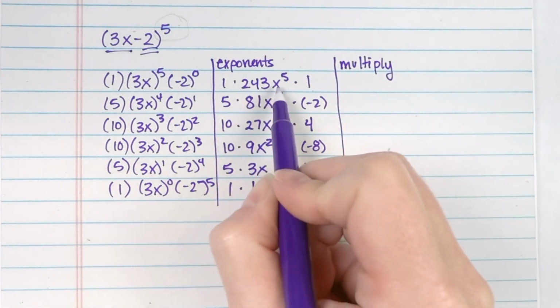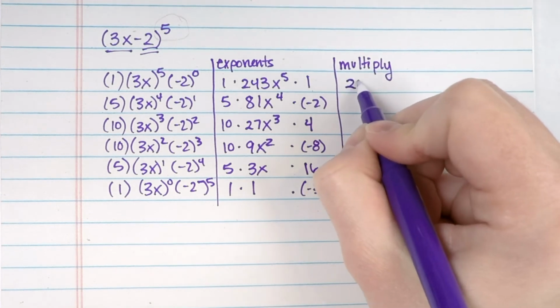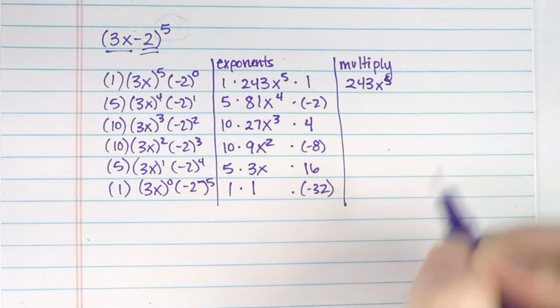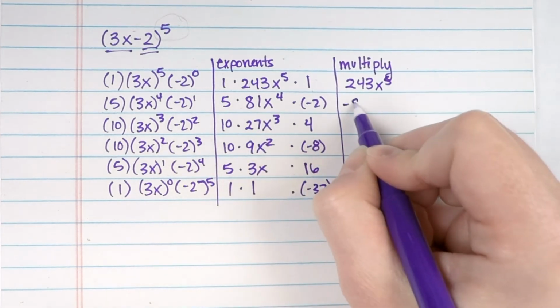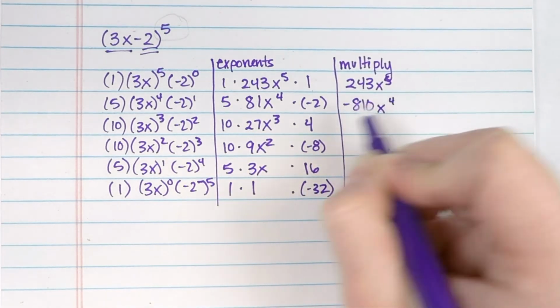Okay, 1 times 243x to the fifth times 1. This gives us 243x to the fifth power. The next one, 5 times 81 times negative 2. This gives us negative 810 with x to the fourth.